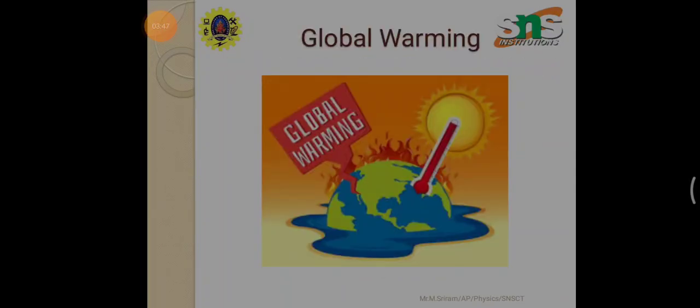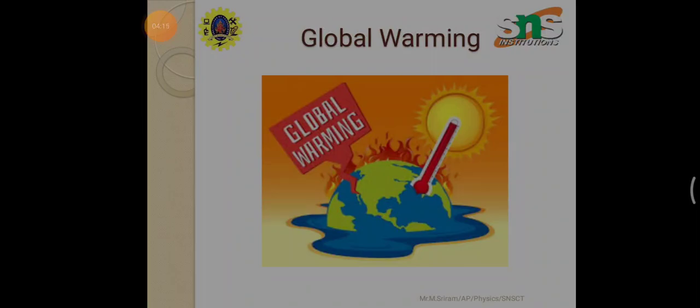And the next important topic is global warming. The increased inputs of CO2 and other greenhouse gases into the atmosphere from human activities will enhance the Earth's natural greenhouse effect, raising the average global temperature of the atmosphere near the Earth's surface. This enhanced greenhouse effect is called global warming.